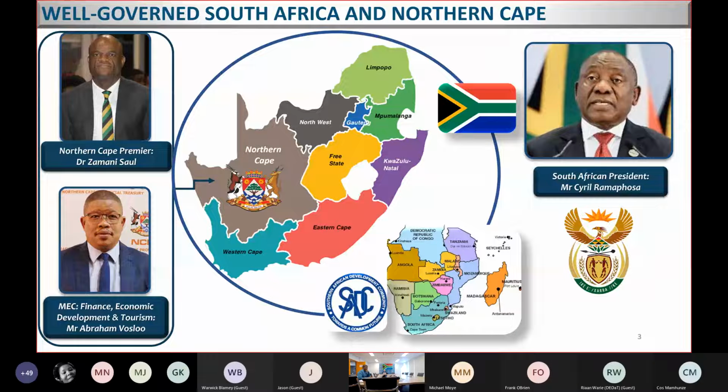Our location within the SADC context, with Namibia and Angola to the north, and then Saldanha Bay, Nuga, Kibega, and Cape Town to the south, gives us an ideal springboard into that area. And also our location is well governed. As mentioned, with sound governance and a stable socio-political environment, it does make provision for good long-term investment.